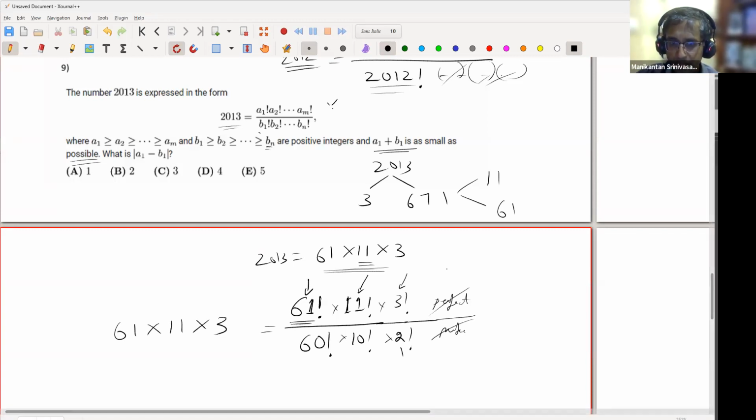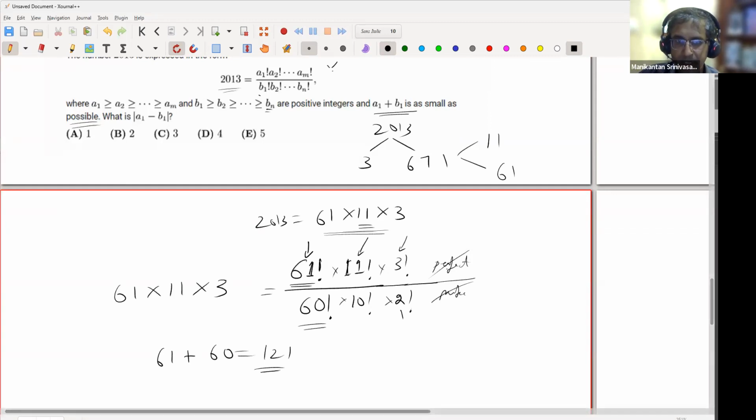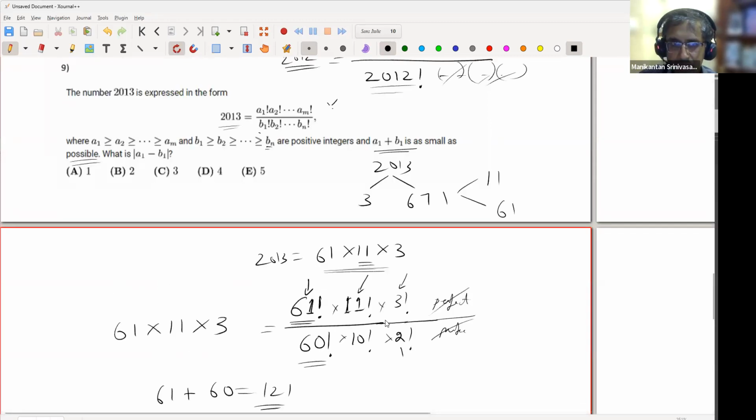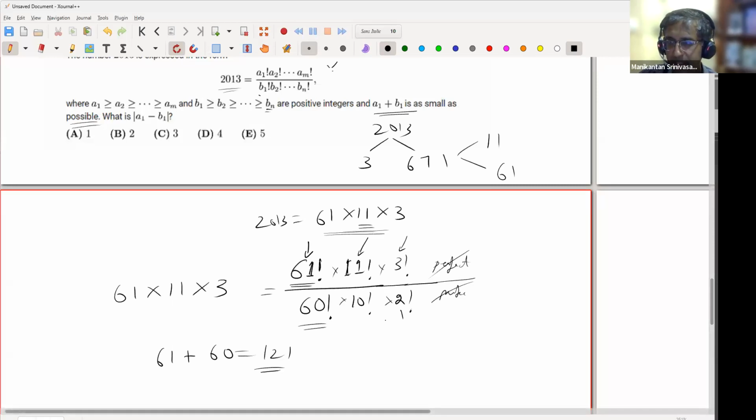In this case, A1 plus B1 would be 61 plus 60, which is 121, and the difference, A1 minus B1, would be 1. But this goes back to the mistake Aditi also made. So is this the smallest possible? Can I achieve something even better?